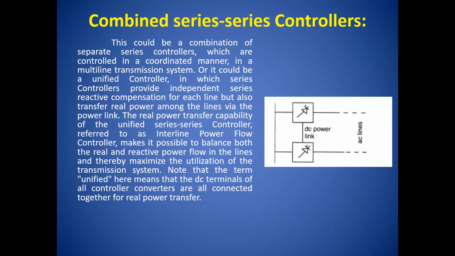So this series controller is independently a controller, but it is connected either in coordination or with the help of a DC link, which deals with active power exchange between the two transmission lines, and it will increase the power handling or power transferability of the transmission line. So this could be a combination of separate series controllers. Either they may act separately as two series controllers, or be controlled in a coordinated manner. It can be used as a unified controller. Whenever unified controllers are there, active power is also dealt with the help of the series controller.